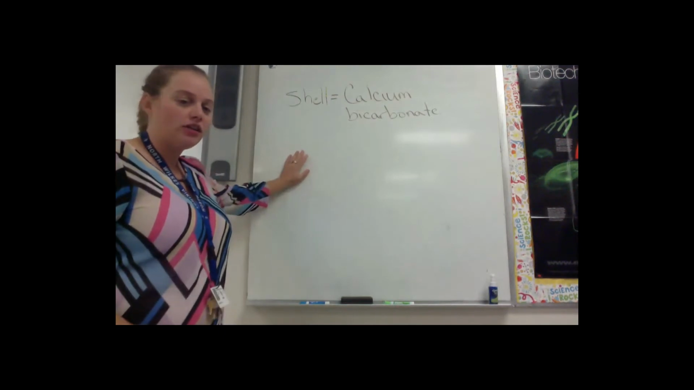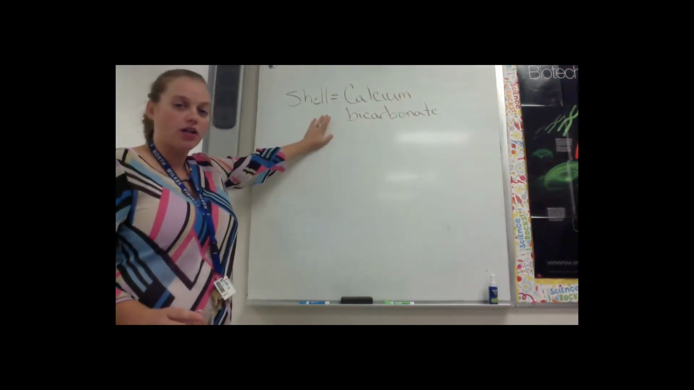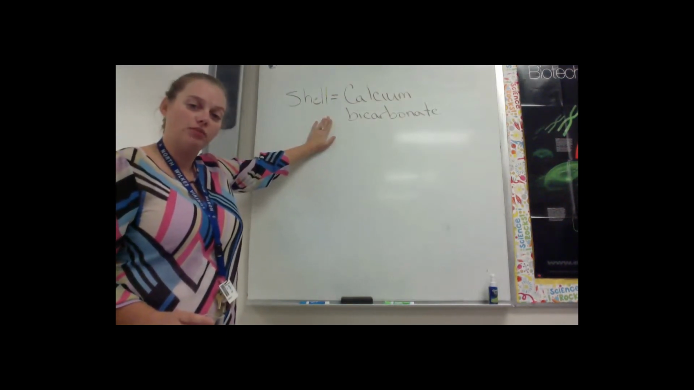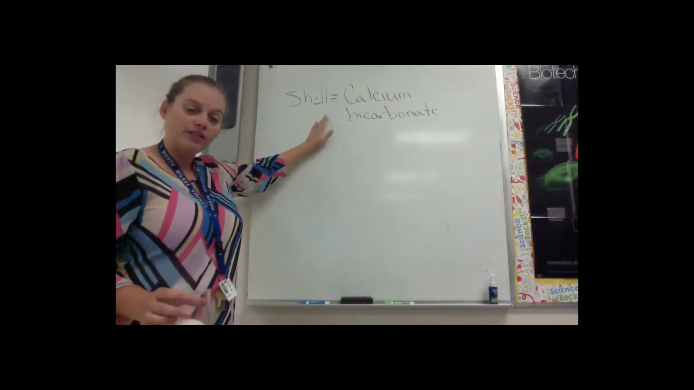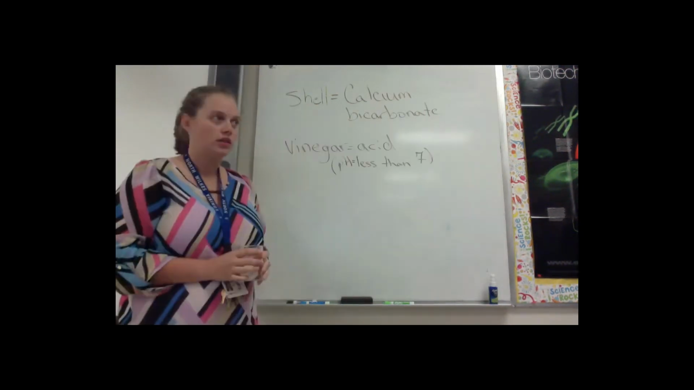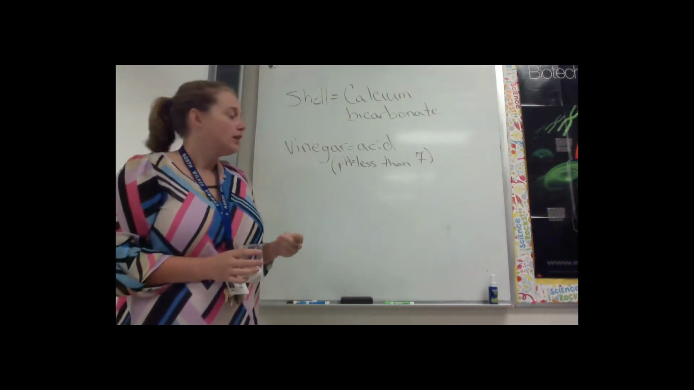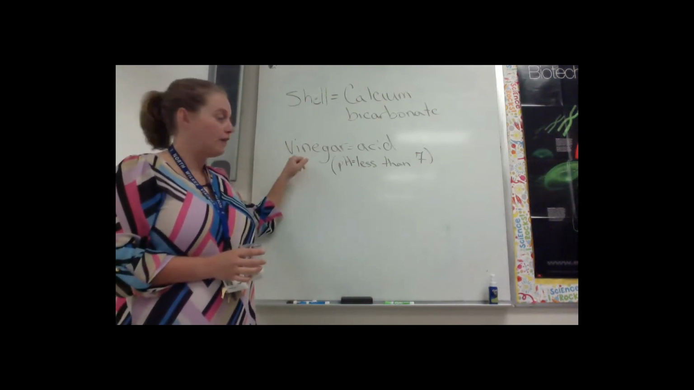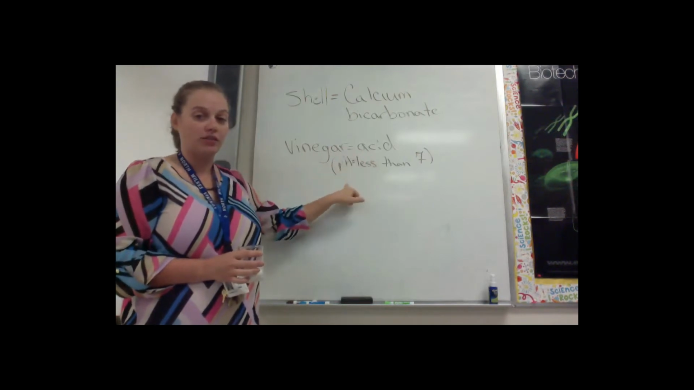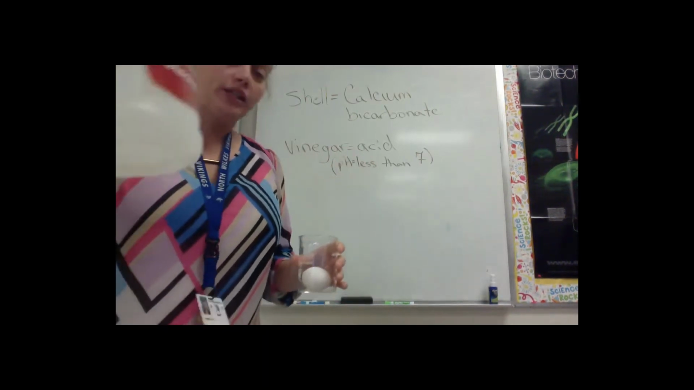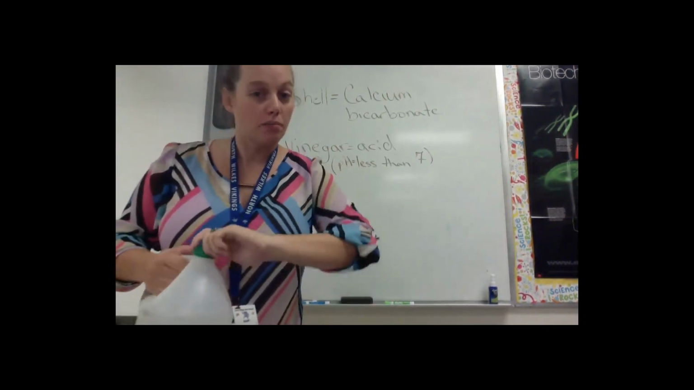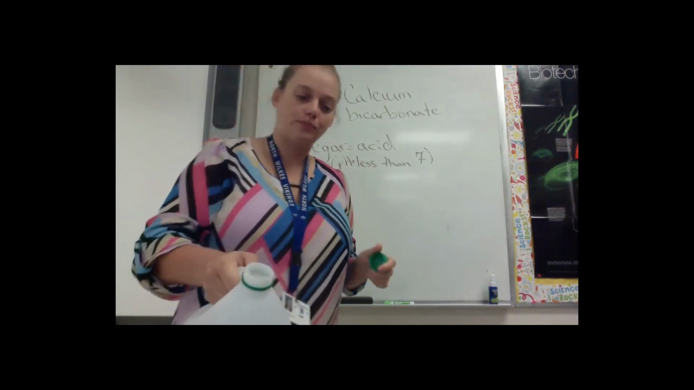The egg shell is made of a substance called calcium bicarbonate, and this happens to be the same substance that seashells are made of, and that's going to come back into play here in just a minute. So I need to get this eggshell off if I'm going to work with the cell itself. So I'm going to use vinegar, and vinegar is an acid, which means it has a pH of less than 7. So here's some vinegar, and let's see what happens when I pour it onto my egg.